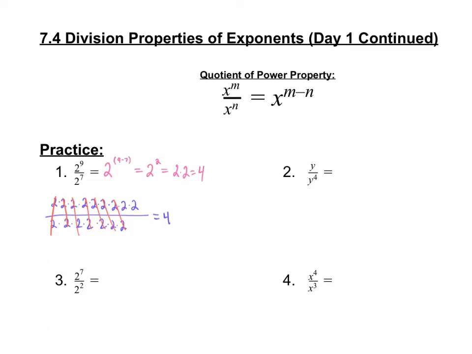All right, number 2, we have y over y to the 4th. So if we expand it out, on top we're left with just y, but y to the 4th is y times y times y times y.